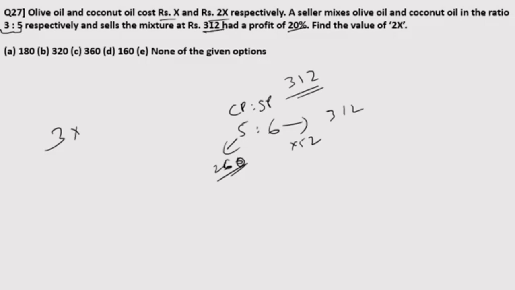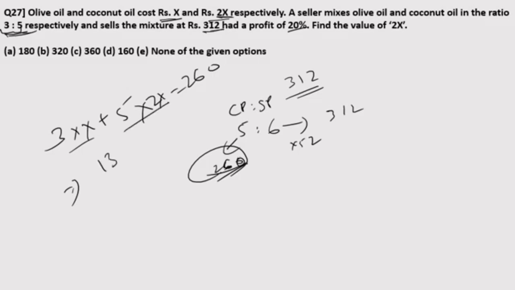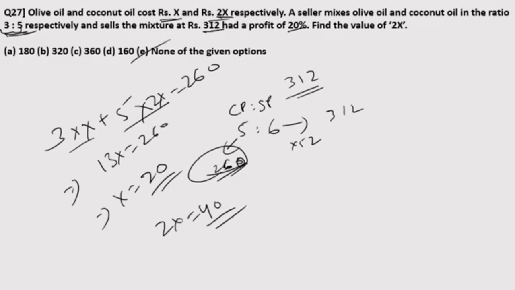3 parts of olive oil, and each part costs rupees x, so total cost is 3x plus, how many parts of coconut oil? 5 parts, as you can see from here, and each part costs 2x, so 5 into 2x, total cost is equal to 260. So from here I can say this is 3x plus 10x, means 13x equal to 260, that implies x equal to 20. If x equal to 20, so 2x has to be 40. So none of this. Fine. Let's move to next question.